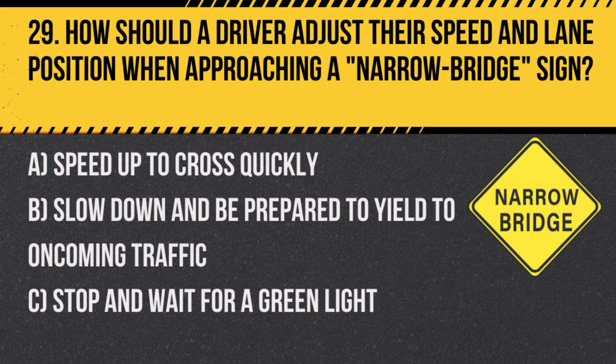A. Speed up to cross quickly. B. Slow down and be prepared to yield to oncoming traffic. C. Stop and wait for a green light. Answer. B. Slow down and be prepared to yield to oncoming traffic. Narrow bridges require careful navigation and often require yielding to other vehicles.